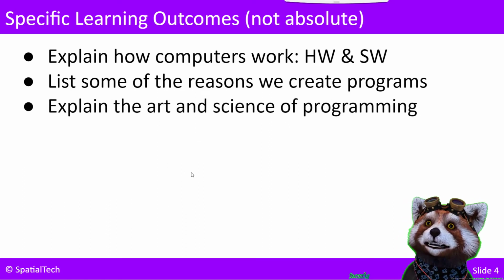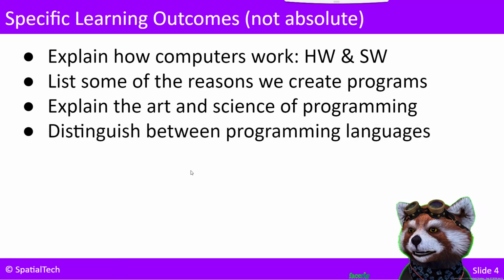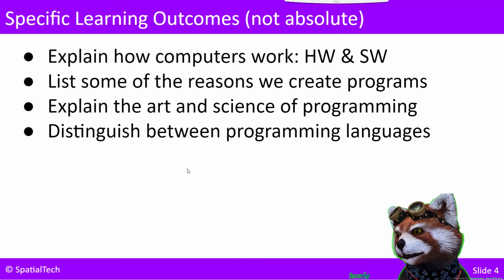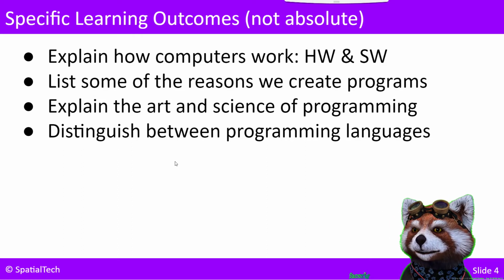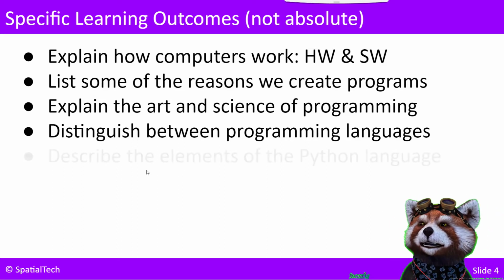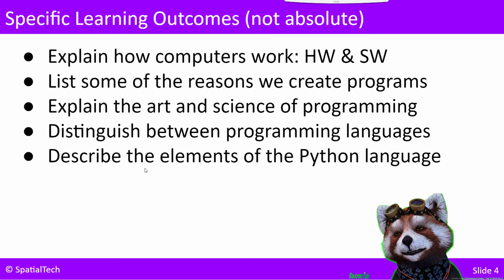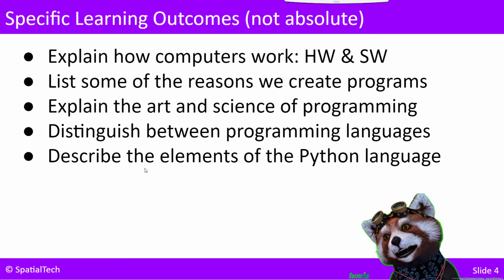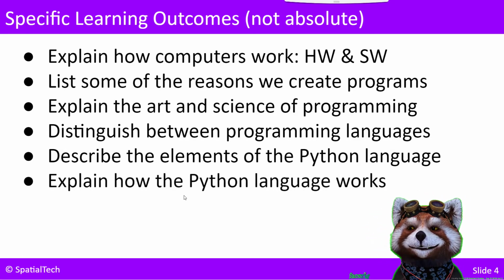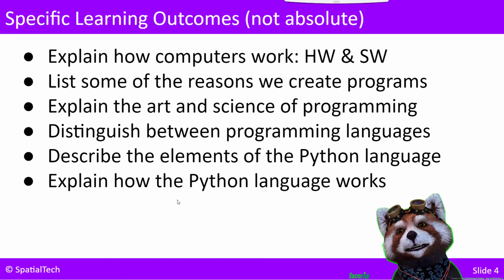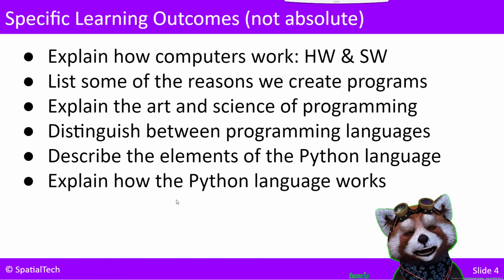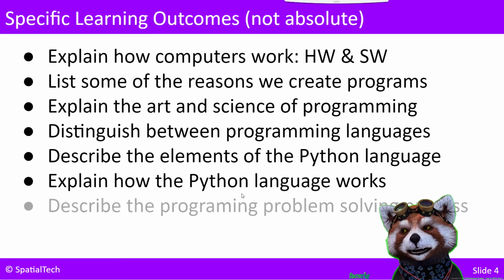Explain the art and science of programming, distinguish between programming languages, what makes them the same, what makes them different, how much progress have we made, what is progress? Another question. Describe the elements of the Python language. This language we're going to be using in the course, so we've got to start getting familiar with it. And explain how the Python language works. We'll go over a little bit between compiled versus interpreted languages, just so you can see what that flow is.